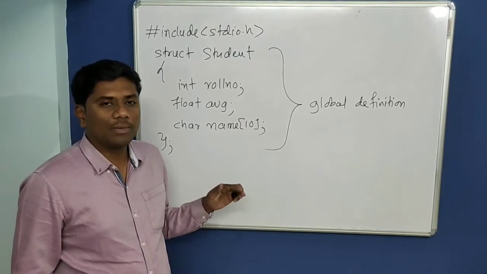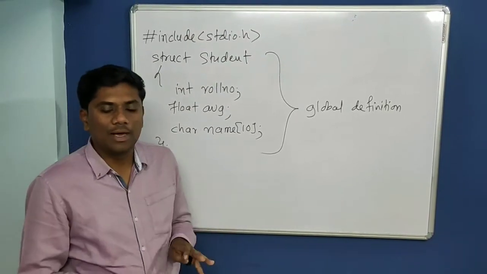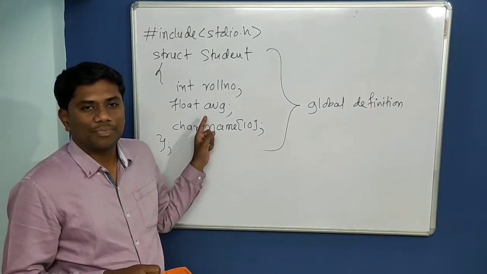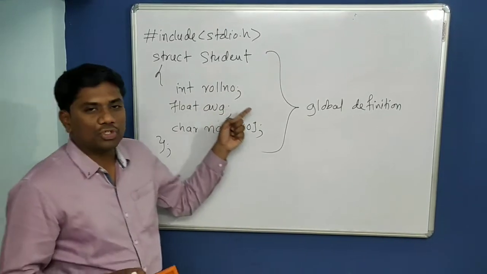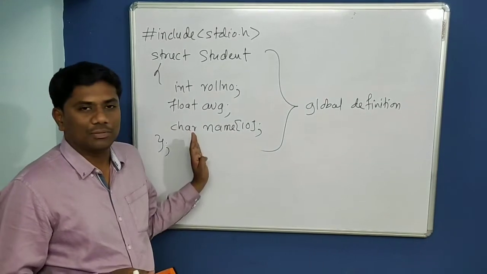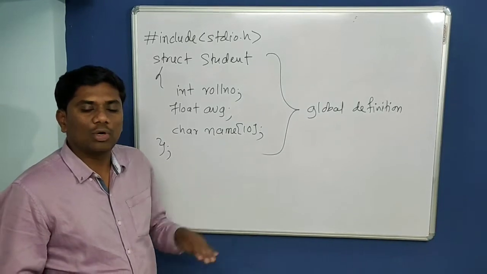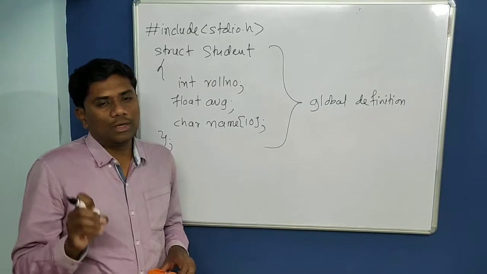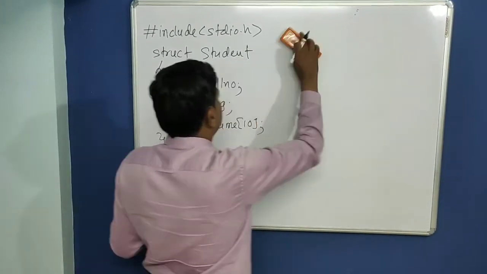So before main is a global place. You can also define this structure inside main, but in that case only main will know about your structure definition. So for this program I am defining my structure student globally. You can also define a structure inside main or inside any other function, but in that case only that function will know about your structure definition. So this is structure definition at a global place.